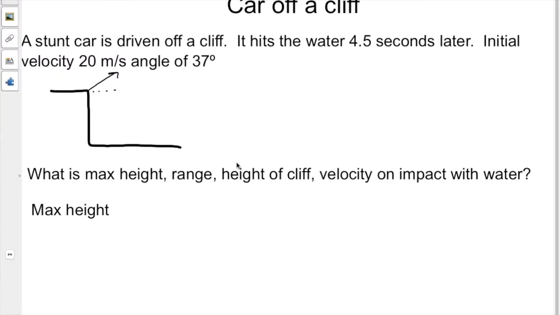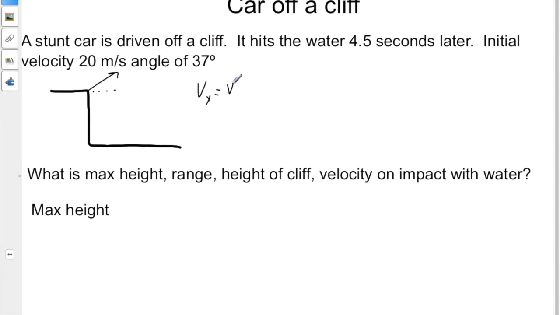A stunt car is driven off a cliff and hits the water 4.5 seconds later. The initial velocity is 20 meters per second at an angle of 37 degrees. As with all of these problems, it never hurts to start by determining what the velocity in the x and the y direction are.